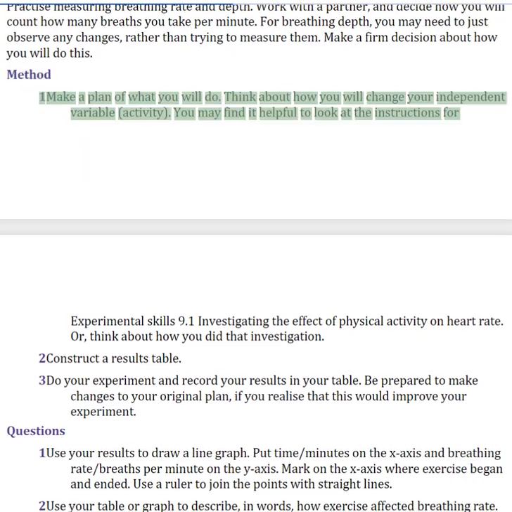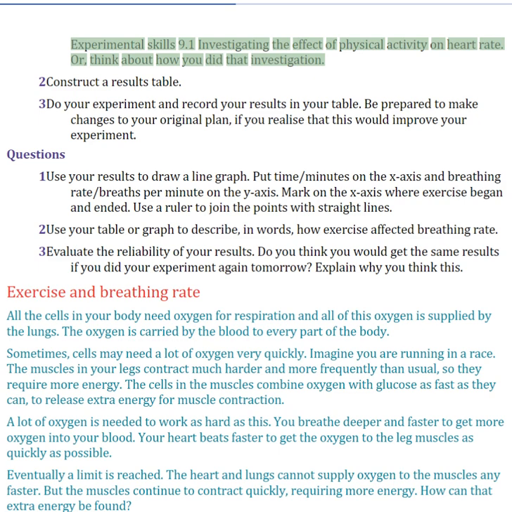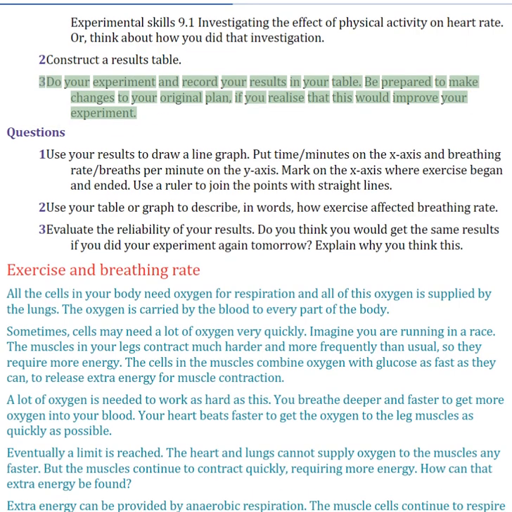Method. 1. Make a plan of what you will do. Think about how you will change your independent variable. You may find it helpful to look at the instructions for Experimental Skills 9.1, investigating the effect of physical activity on heart rate. Or, think about how you did that investigation. 2. Construct a results table. 3. Do your experiment and record your results in your table. Be prepared to make changes to your original plan if you realize that this would improve your experiment.